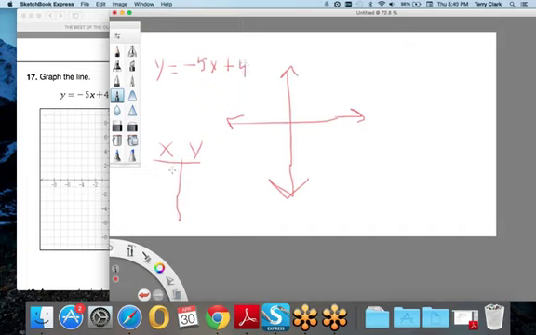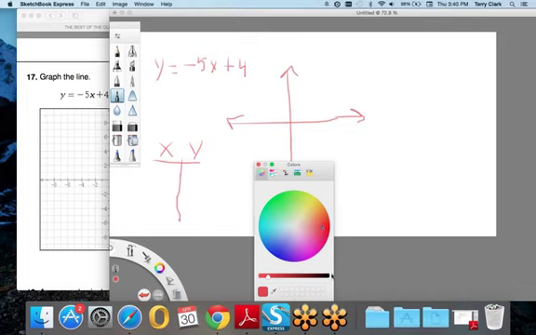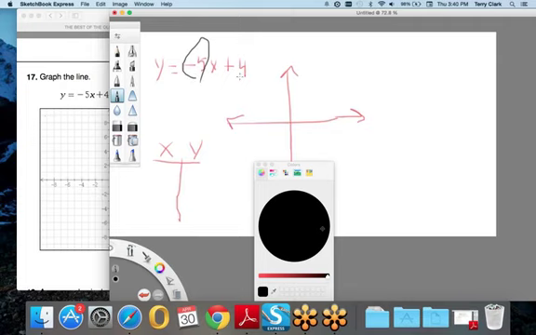The reason it's called slope-intercept is because it gives you the slope and it gives you the y-intercept. I'm going to circle the slope and the y-intercept so we can see that. The slope is negative 5, given right here at the beginning of the equation. The y-intercept is 0, 4, positive 4, given at the end of the equation. So the name of the form is after what it is giving you, the slope and the y-intercept. So the y-intercept is going to be 0 and 4.